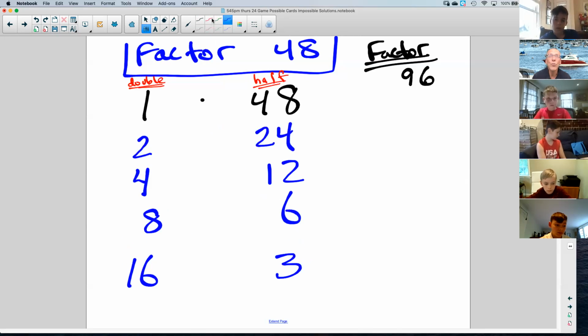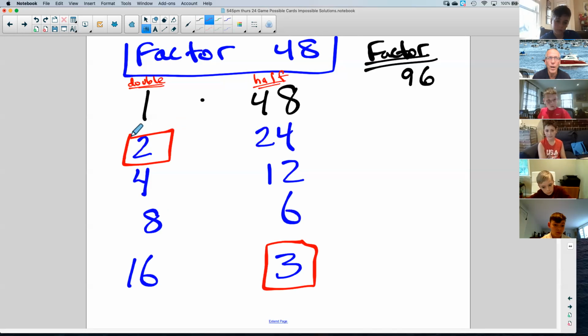3. Now, do you guys notice that when you get down to 3, because it's a prime number, that we are done? Isn't that cool? So in my method, you're done when you get down to 3.